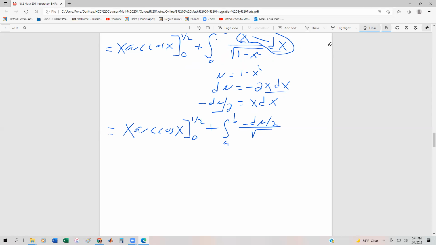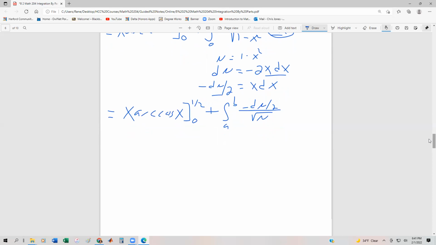Some good news. We can factor out the negative 1/2, and we can rewrite the square root of u as u to the minus 1/2, or the square root of u in the denominator. We're getting pretty close to being able to finish this one. So x arc cos of x from 0 to 1/2 minus, factoring out a 1/2, a to b, u to the minus 1/2 du.